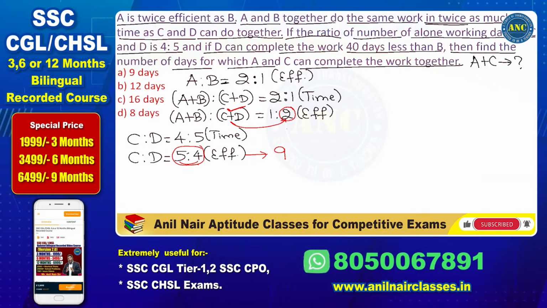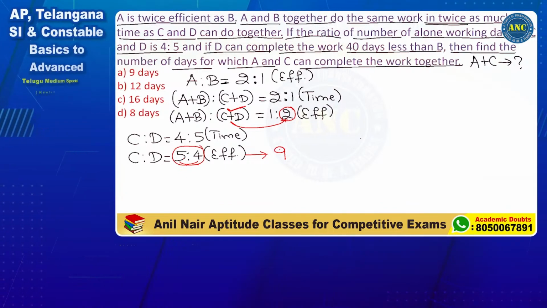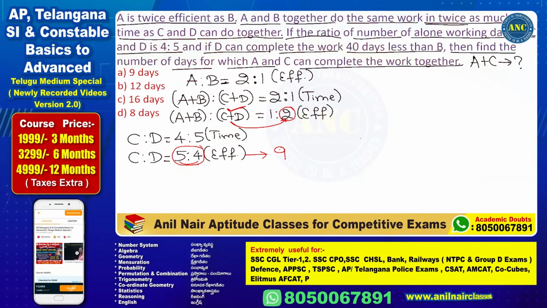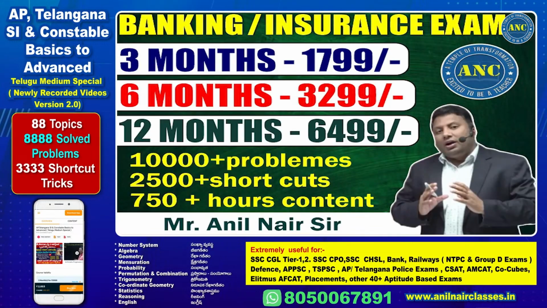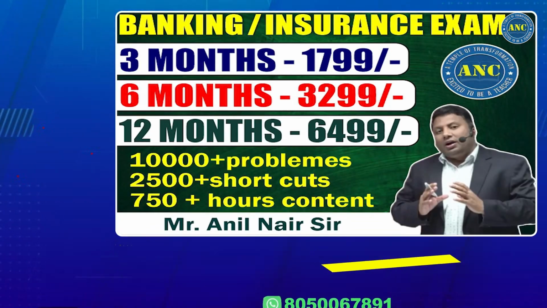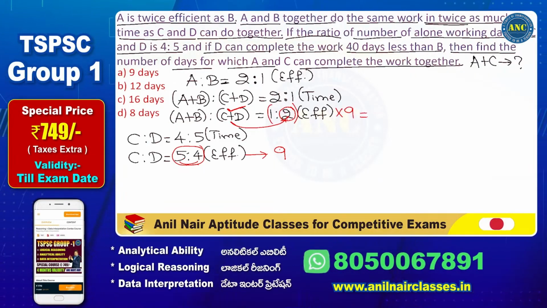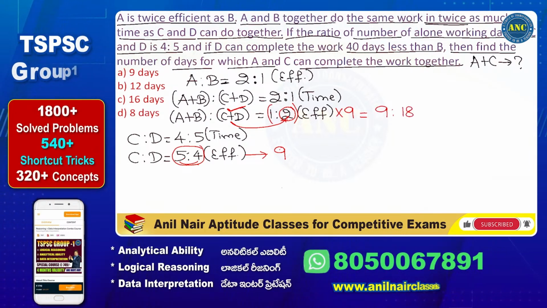So that means you should make both of these numbers the same number. 2 and 9 should be made the same number. What is the number which is common to 2 and 9? It is the LCM of 2 and 9, which is 18. That means this 2 should become 18. If 2 has to become 18, multiply by 9. So 1 into 9 is 9, and 2 into 9 is 18, right?